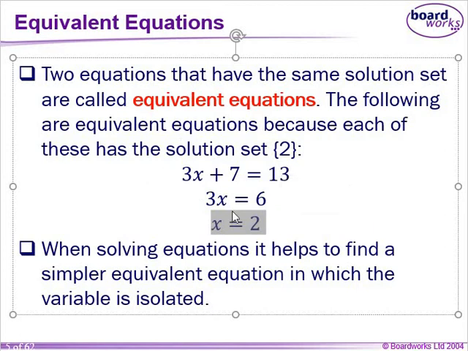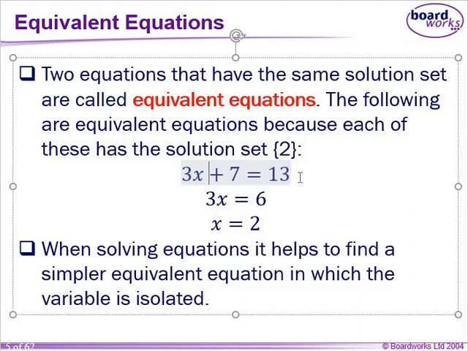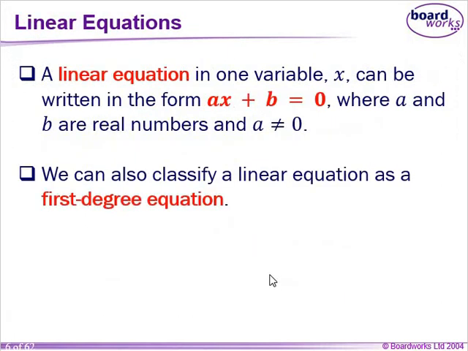Now, let's try to substitute to check if we get the equivalent equation. So 3x, here x is 2. So 3 times 2, of course, you have to do it first. Then it becomes 6. 6 plus 7 equals 13. Then you get the equivalent equation. So when solving equations, it helps to find a simpler equivalent equation in which the variable is isolated. So here, the value of x is correct.